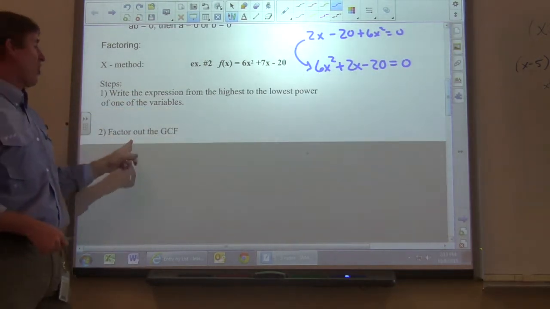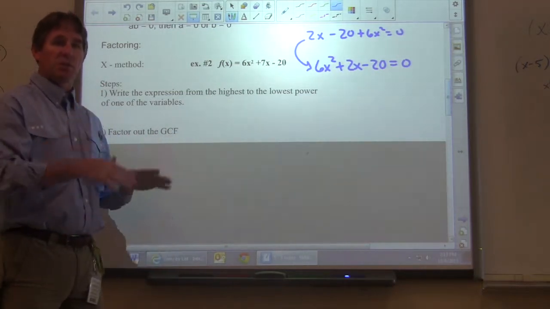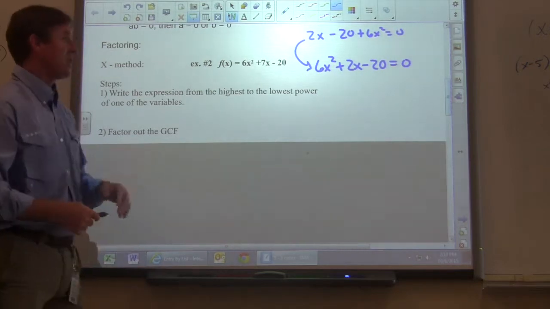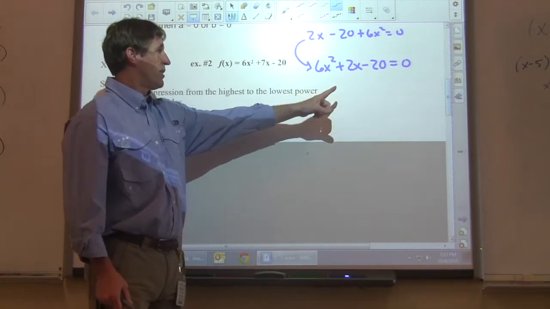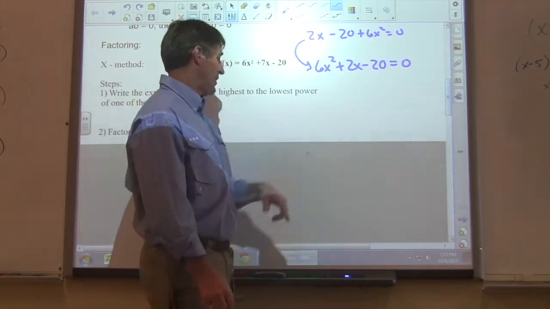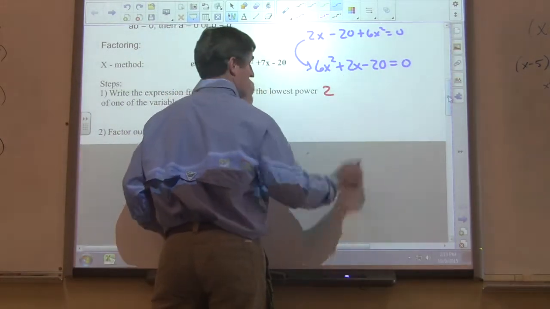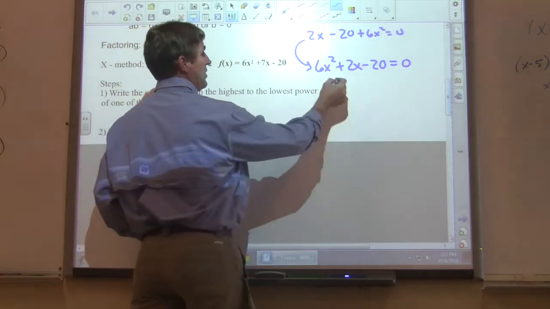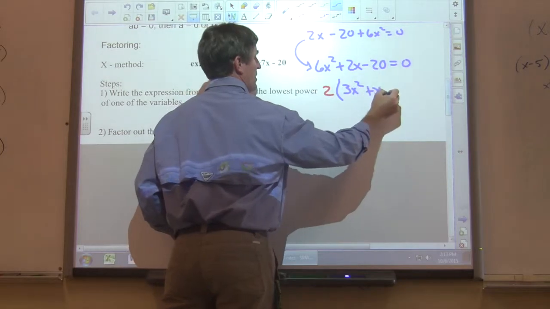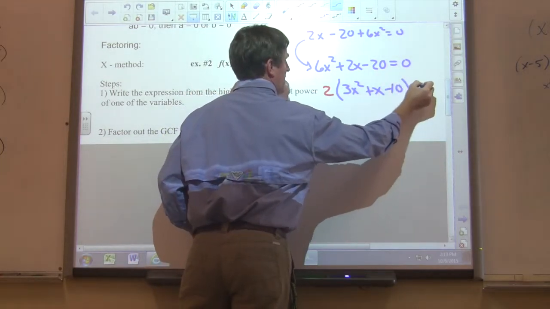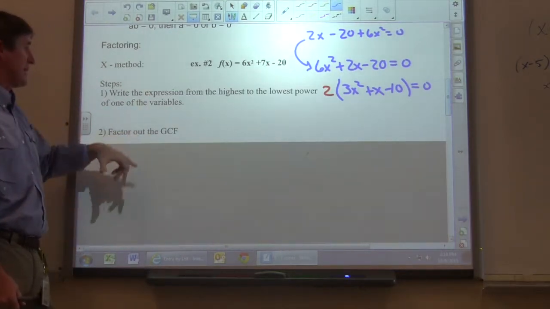Step 2 is you should always check for greatest common factor. It makes the process easier, it makes you work with smaller numbers, and just makes your work in general a lot easier. So we're going to go to here, and we're going to look for greatest common factor. So we have a 6, a 2, and a 20. So 2 goes into all of those. So we're just going to pull a 2 out front. And then we put inside what we need to do to get back to this. So we divide each of those by 2, and we get 3x squared plus x minus 10 equals 0. So we've just pulled out the greatest common factor. That's step 2.